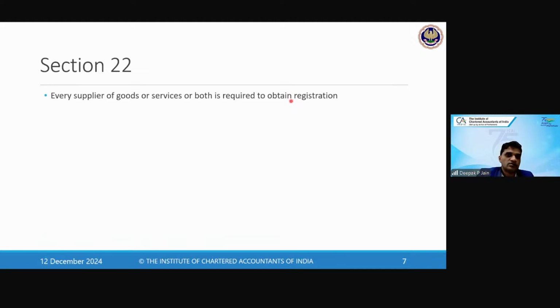First is section 22. Section 22 says that every supplier of goods or services or both is required to obtain registration in the state or union territory from where he is making a taxable supply. So basic section on registration, 22 says that every supplier of goods or services is required to obtain registration in the state or union territory from where he is making a taxable supply.